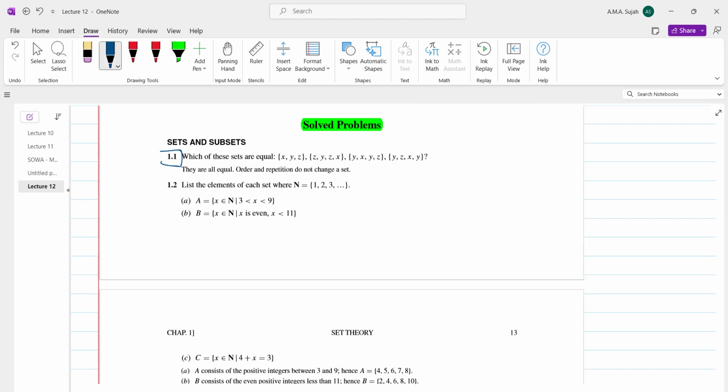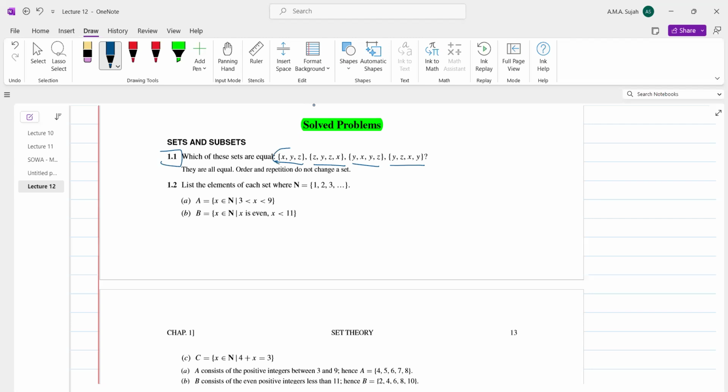If you look at the first question, which of the following sets are equal? They are giving four different sets, and asking which sets are equal. So what is the theory behind equal sets? If two sets are equal, they have the same number of elements, and all the elements are the same elements. Two things you need to satisfy: same elements, same number of elements.